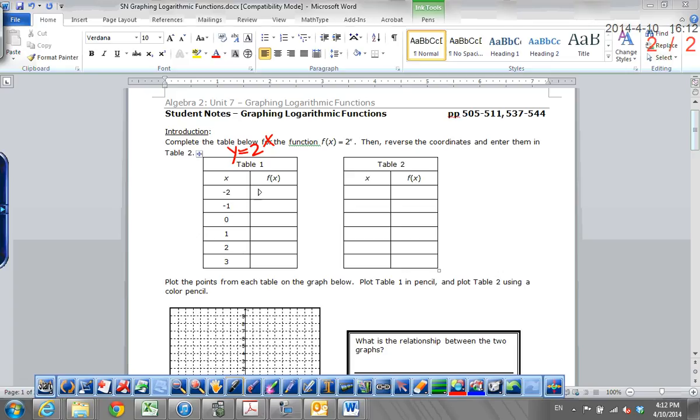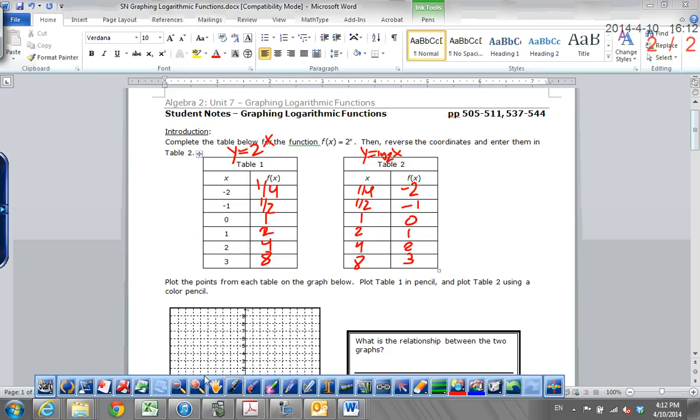When we do that, that gives us 2 to the negative 2, which would be 1 over 4, and then 1 over 2, then 1, then we got 2 to the first, which is 2, to the second is 4, and to the third is 8. So for logs, we're going to be graphing y equals log base 2 of x. We're just going to flip them. So this is 1/4, this is 1/2, this is 1, 2, 4, and 8, and then my x's are now my y's.